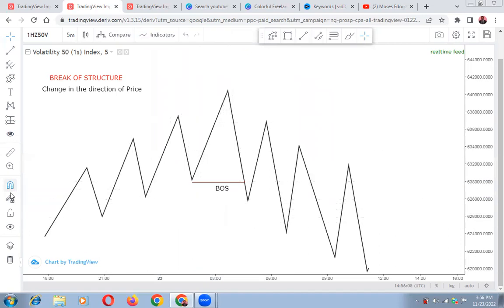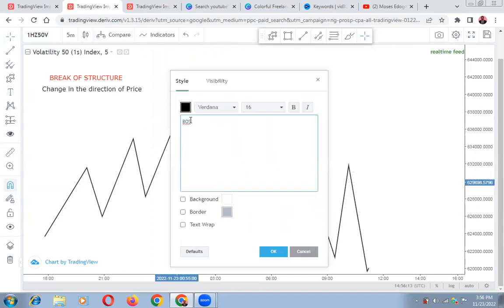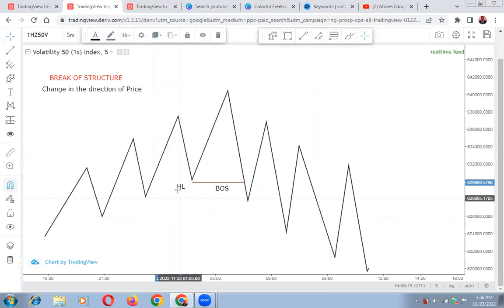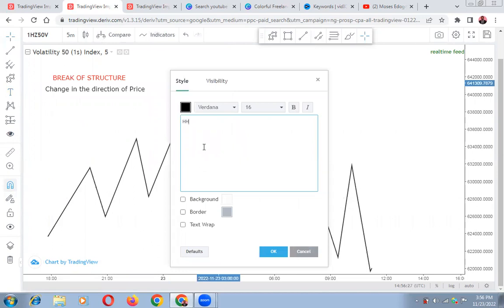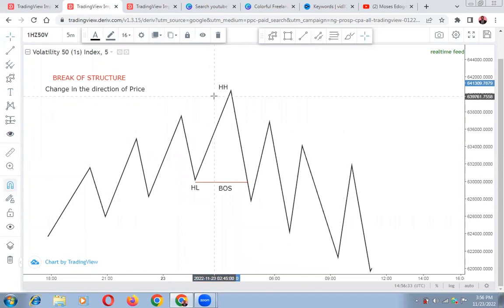Price breaking this lower high. This is the last higher low. Price comes and broke this last higher low, after forming a higher high. Remember, this was the last higher high, and price comes and breaks this structure, giving us a lower low. So this is a lower low.